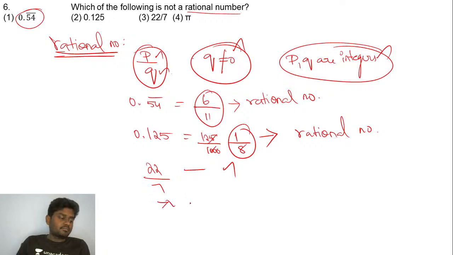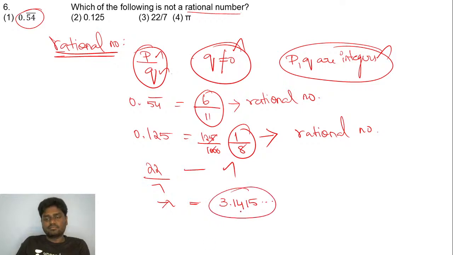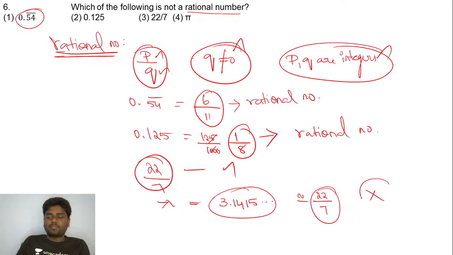But if you go for pi, listen very carefully. The value of pi is 3.1415, and it goes on. This is actually the value of pi. And pi is not exactly equal to 22 by 7. Pi is approximately equal to 22 by 7. If that is the case, I cannot definitely say that this is a rational number.